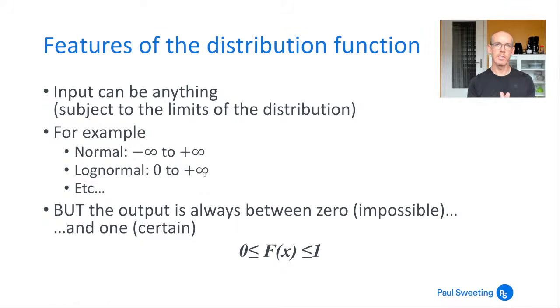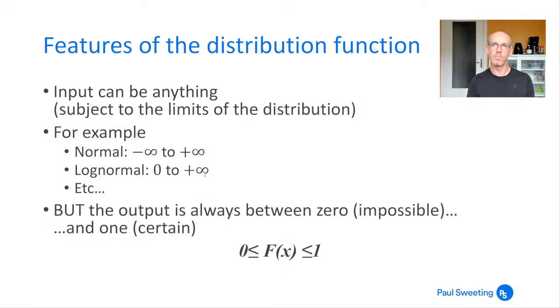So, the probability distribution function, the features of this are as follows. The first is the input can be anything subject to the limits of the distribution. So, for example, if you've got a normal distribution, the input can be anything from minus infinity to plus infinity, and it will give you a valid probability. So if you've got, say, a distribution of people's heights, you can calculate the probability that someone is less than 15 feet tall, and it will come out to presumably pretty close to 1.